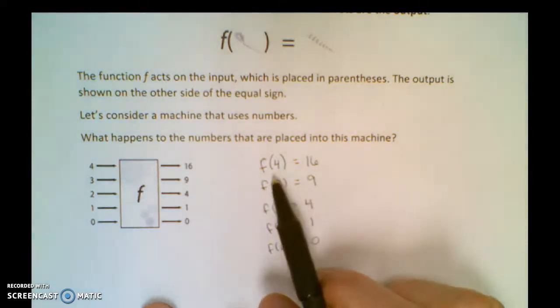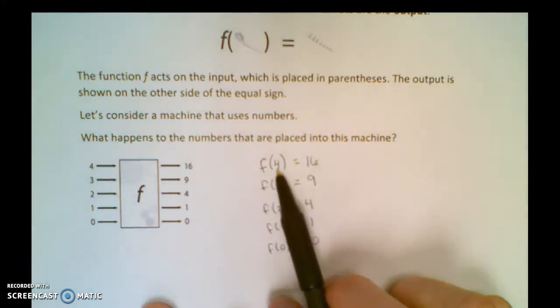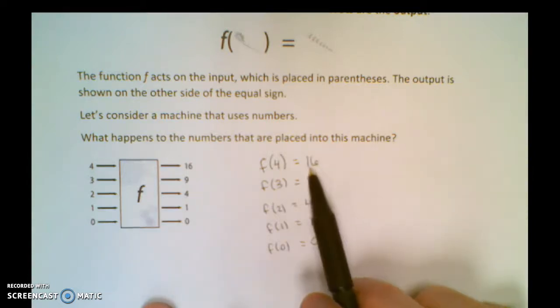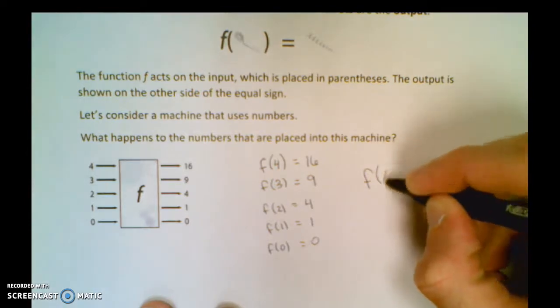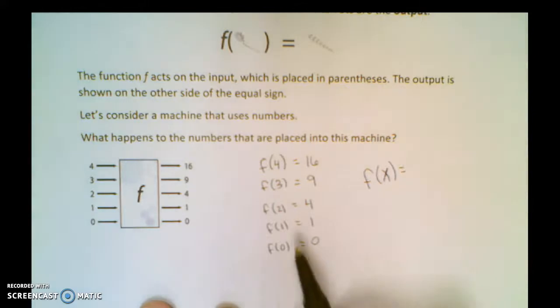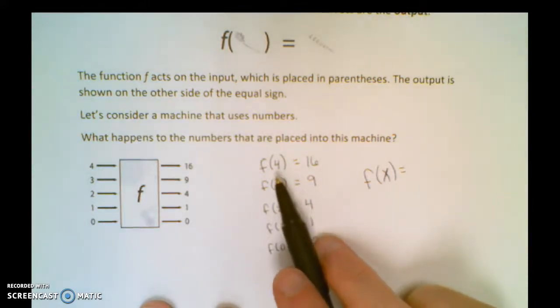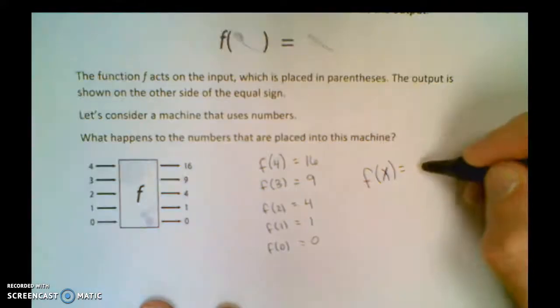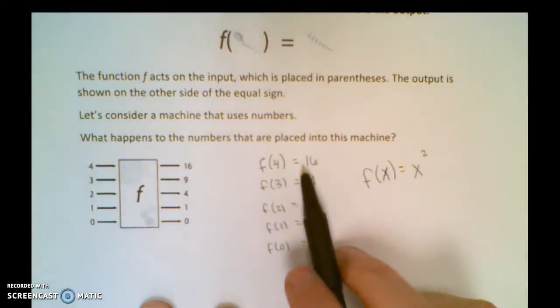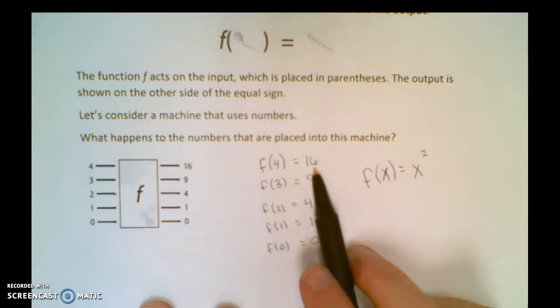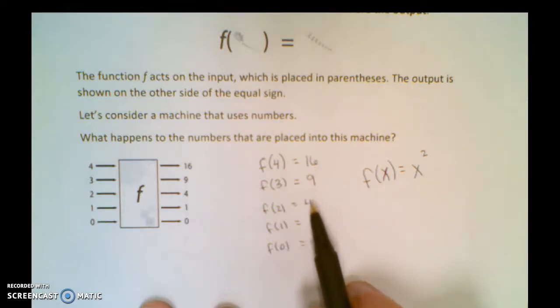Has anybody figured out the pattern here? What are we doing to our numbers in the machine to get out these outputs? So if I input any number, I'm just going to pick x, if I input x as any number into this machine, what's going to happen to it? Based on the pattern I'm seeing here, these numbers are being squared. You're taking your input value and multiplying it by itself. 4 times 4 is 16. 3 times 3 is 9. 2 times 2 is 4. 1 times 1 is 1. And 0 times 0 is 0.